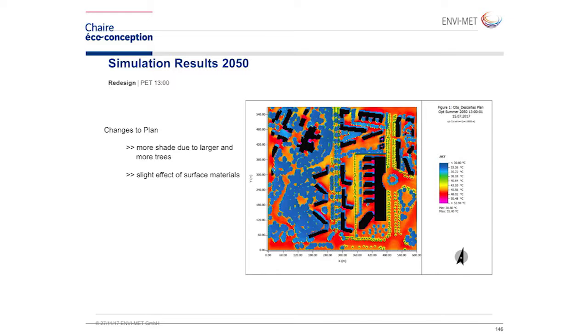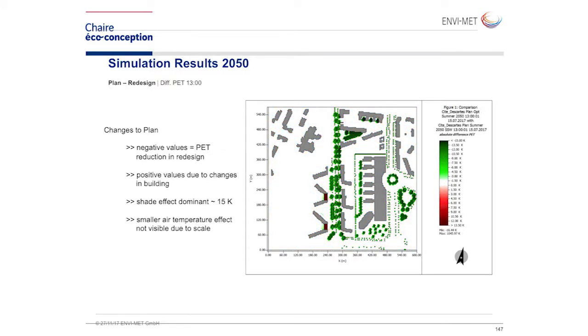Simulation results 2050 for redesigned PET. Okay, so these are now the impacts and the changes of the PET. So of course we have more shading because we introduced more trees, and we also changed some of the materials. So we removed some of the asphalt where it was possible, and we have changed some of the water elements, of course. And if we go one slide further, then this is the last one. You see again the differences in the PET.